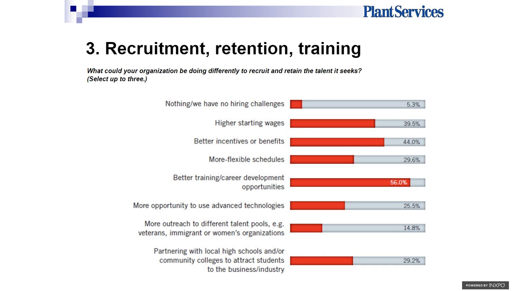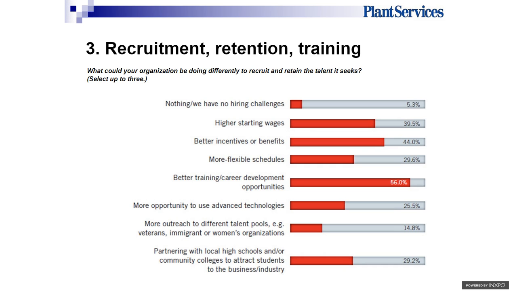So taking a subset of these data, recruitment, retention, and training. The first question I want to review here is, what could your organization be doing differently to recruit and retain talented workers? Essentially, what do you think are some of the silver bullets that could help solve this problem together? And if you look right in the middle there, hovering at 56% of respondents said better training and career development opportunities.